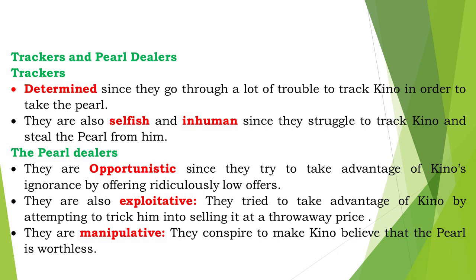Now, the pearl dealers are also opportunistic, since they try to take advantage of Kino's ignorance by offering ridiculously low prices for the pearl. They are also exploitative. They try to take advantage of Kino by attempting to trick him into selling it at a throwaway price. They are also manipulative. They conspire to make Kino believe that the pearl is worthless.